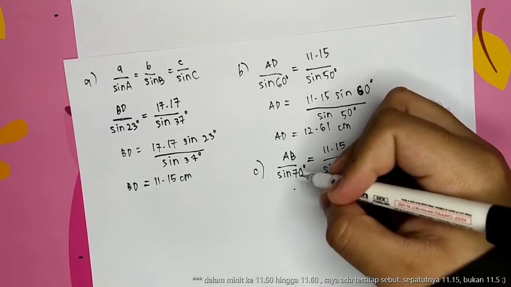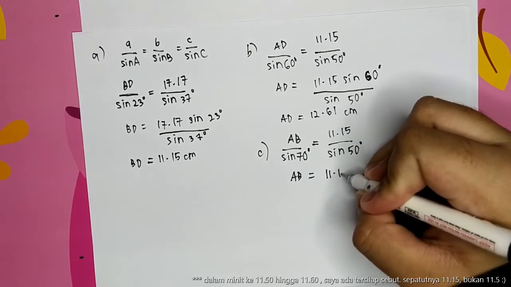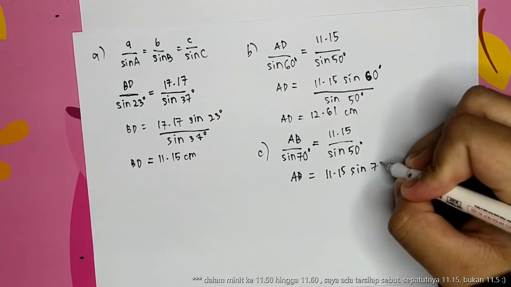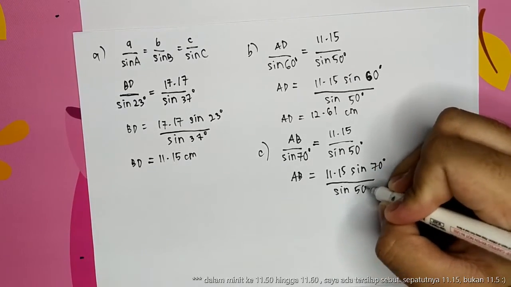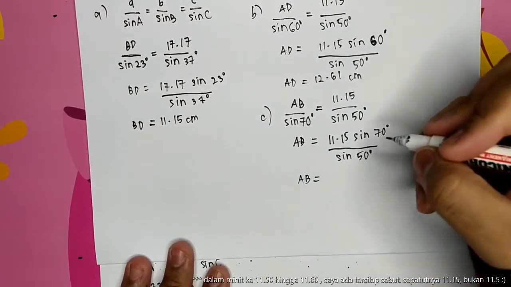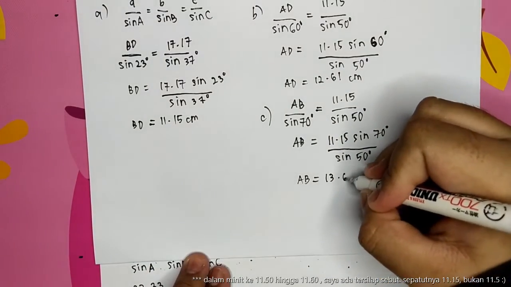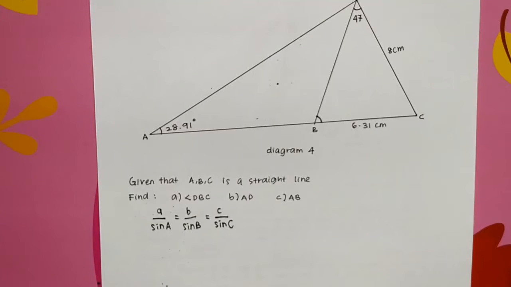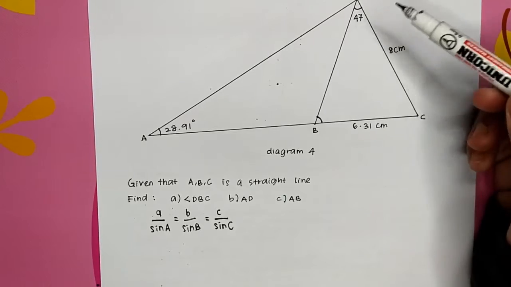So let's just solve this. AB equal to 11.15 sine 70 over sine 50. So the value of AB is 13.68 centimeters. So this is question number 4. Given that ABC is a straight line, find A, the value of DBC.